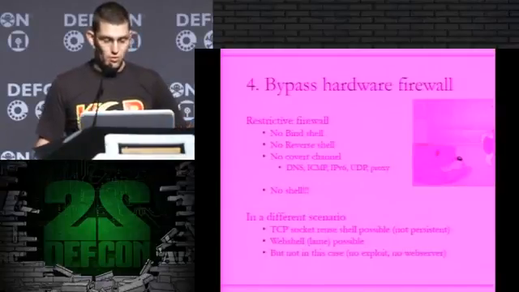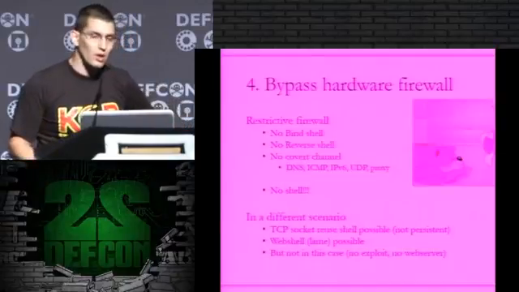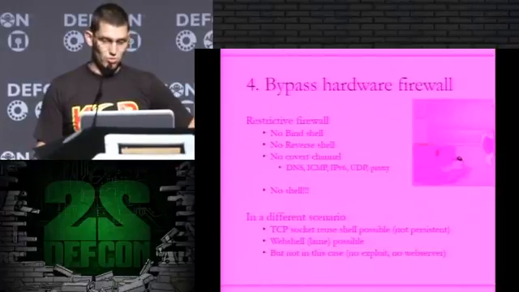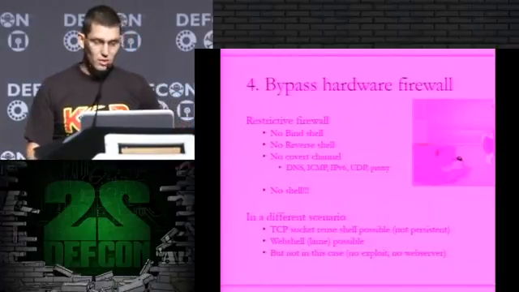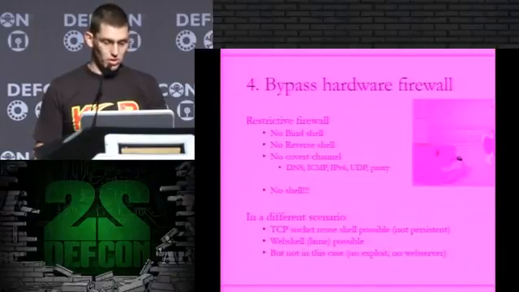Okay, now the fourth step. As I said, there is a really restrictive hardware firewall between the users and me. And now I have dropped my malware. I was able to elevate my privileges to admin level, but still, how the hell can I get my shells? I can't use bind shell, I can't use reverse shell, I can't use covert channels like DNS, ICMP, IPv6, UDP, whatever. I don't have any shells, so I have to do something about this.